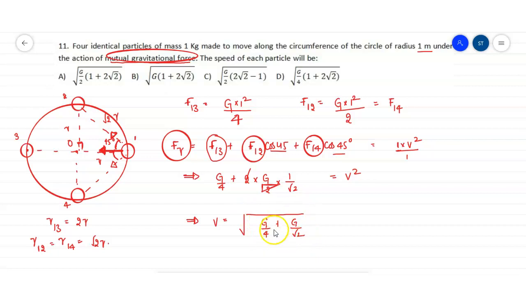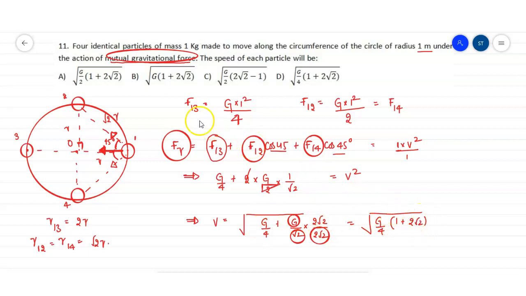We don't have options in this manner. So what I am going to do is multiply this second term by 2 root 2 and divide it by 2 root 2. Why are we doing so? So that the denominator will become 4, since 2 root 2 into root 2 will be 4. So I can take G by 4 common from these two terms. So this will be the square root of G by 4 into, what will be remaining here? The first term will be 1 and the second term will be 2 root 2.